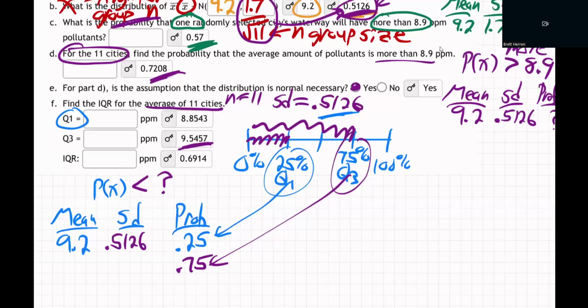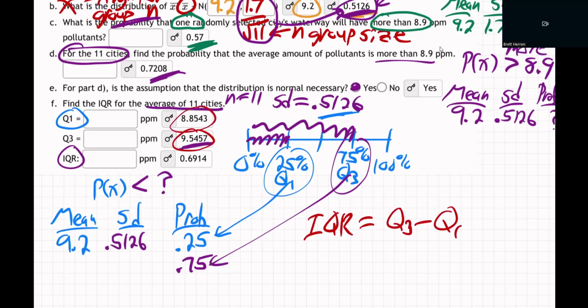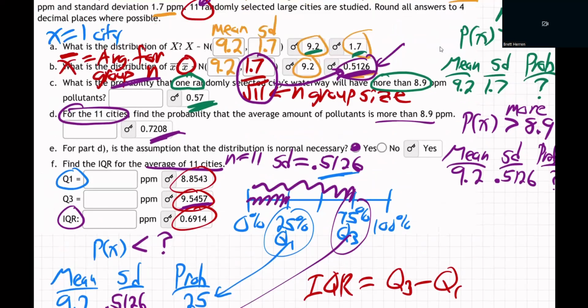Beautiful. Now, what's the IQR? That's easy. IQR is just Q3 minus Q1, just subtract them on your calculator. You'll get that. And so there we go.